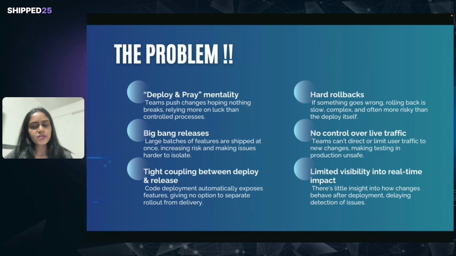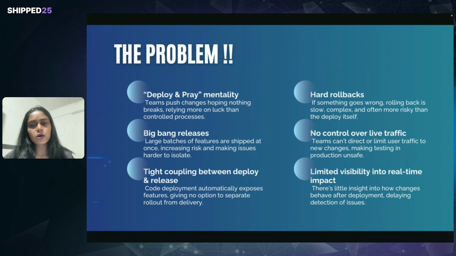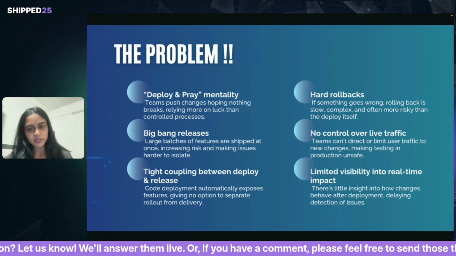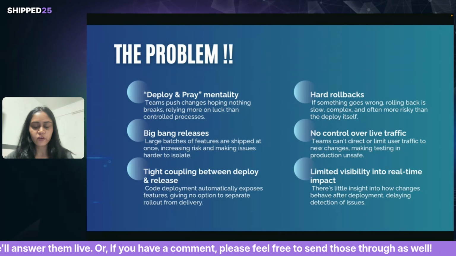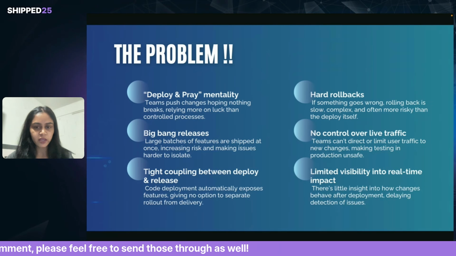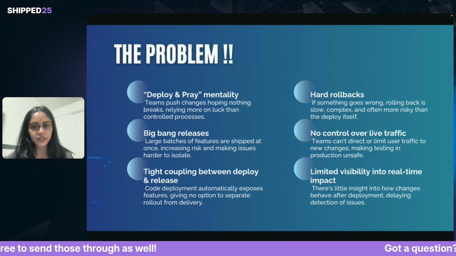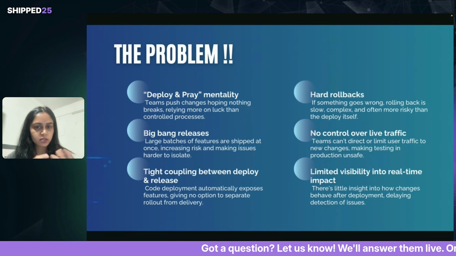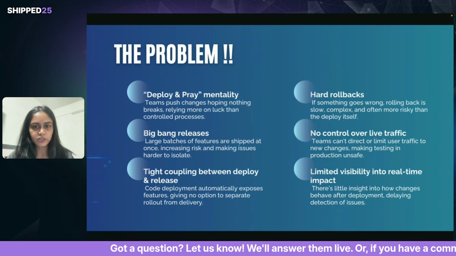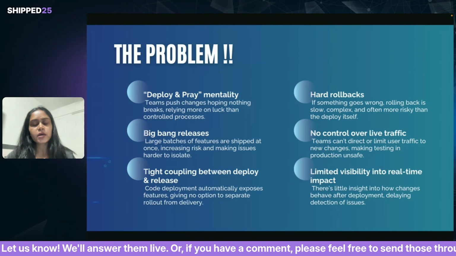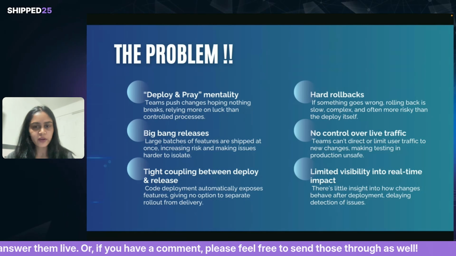Then another one is tight coupling between your deployments and the releases. The moment you deploy, the feature goes live. So there won't be any space to test your changes or features safely, and no opportunity to expose the thing slowly. This is another issue, the tight coupling between the releases and the deployments.